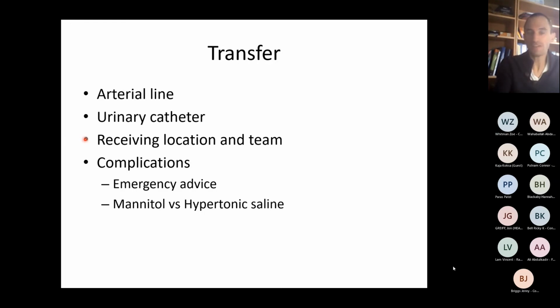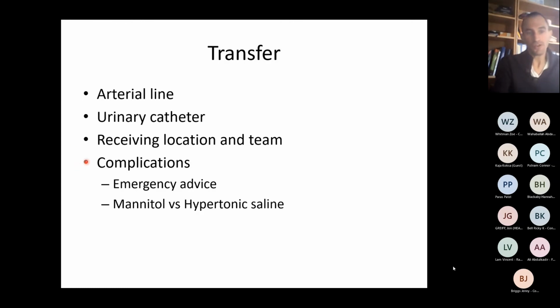For local advice, if you're going to Queen's, you want to know: are you going to the intensive care? Are you going straight to the theatre suite? You want to know where you're going, because our local centre, Queen's, is a big place and it's quite easy to get lost. You need to find someone who can get you to the right place. You don't want to be stuck in a corridor running out of oxygen.